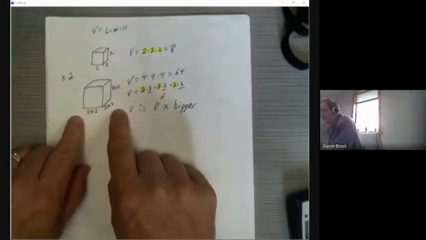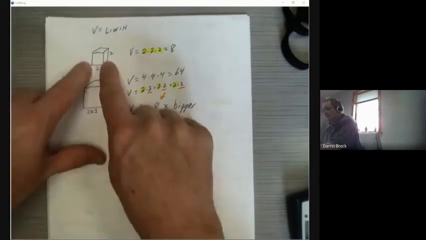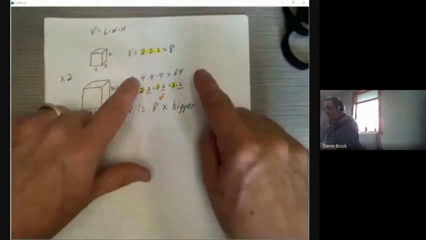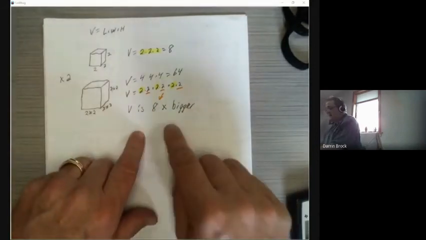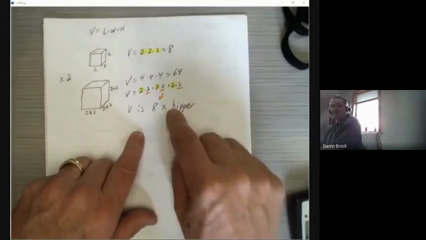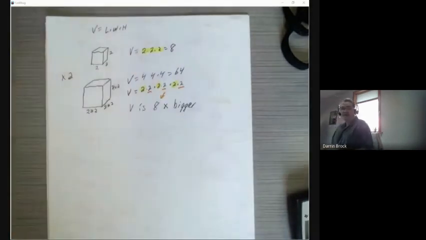If this was 3 times bigger, if this went from 2 to 6, 6, 6, this would be 3 times 3 times 3 bigger. Or 3 times 3 is 9, 27. This would be 27 times the volume if this was 3 times bigger than that.